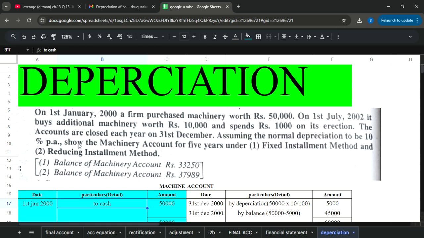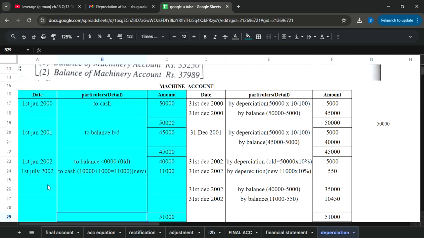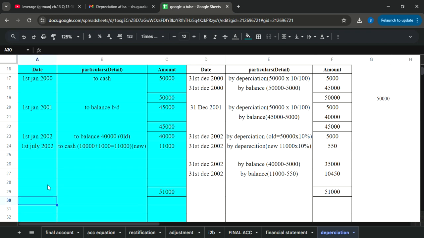Look at here, show the machinery account for 5 years. And what we have done, this was your first year, second year, third year, and now we will proceed to our fourth year. What you will do, again you will be mentioning the date first. So 1st January 2003, you have two balances.